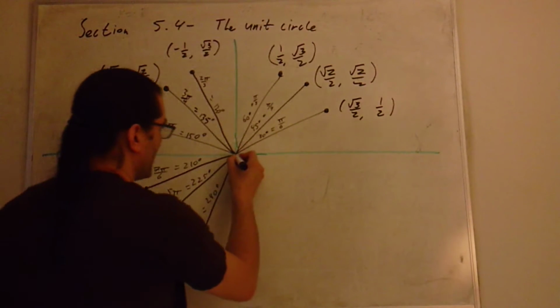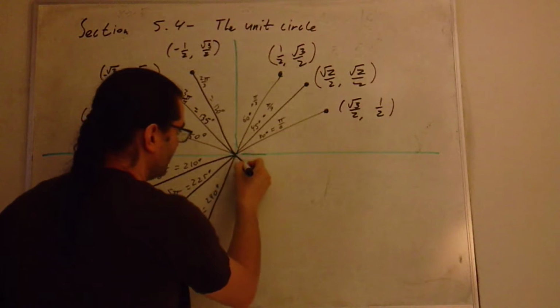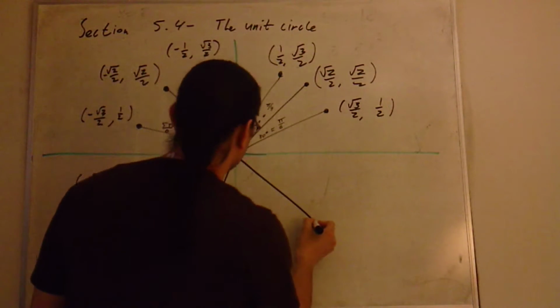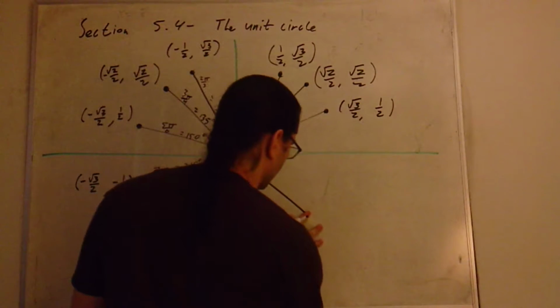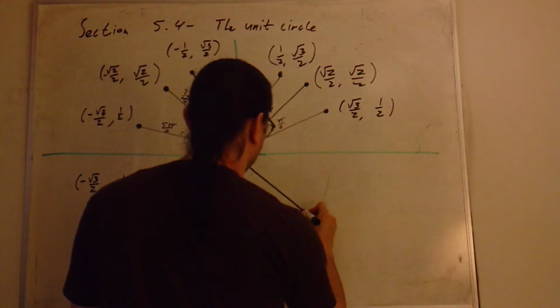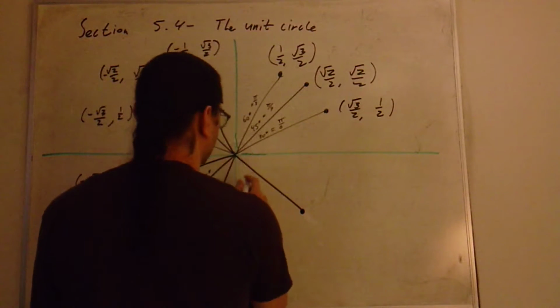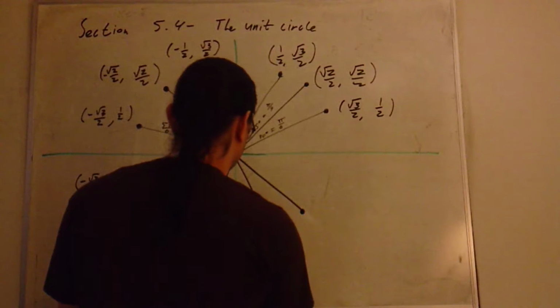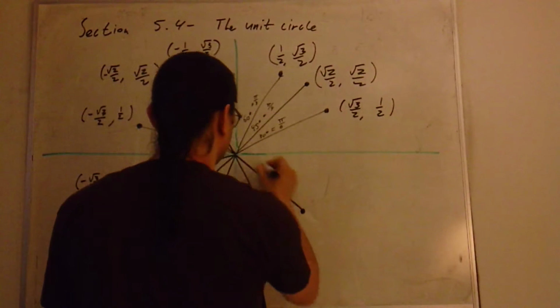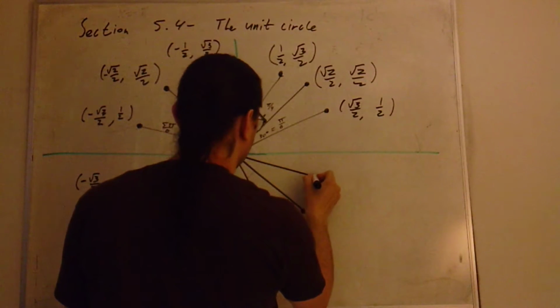We need to put 3 angles into the 4th quadrant. So there's our 45. I feel like I'm just getting bigger and bigger lines here. Let me make that a little shorter. There you go. There's your 45-degree angle, or 45-degree reference angle. Here's a 60-degree reference angle. And here's our 30-degree reference angle.